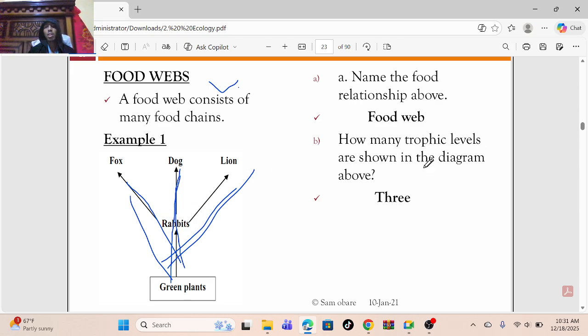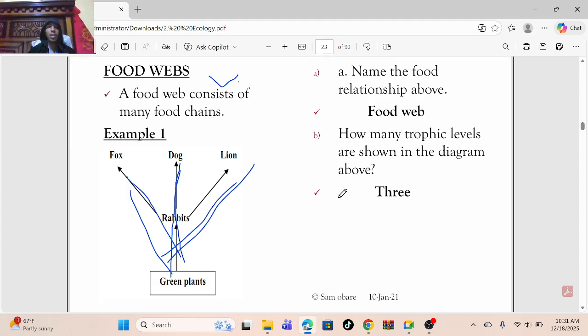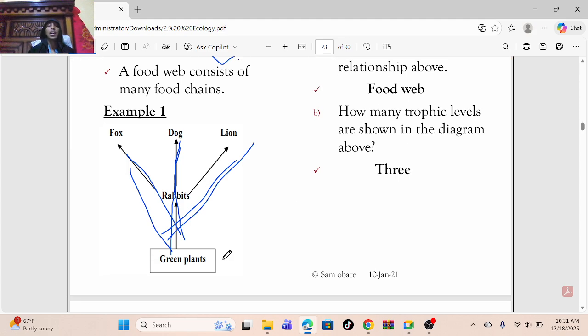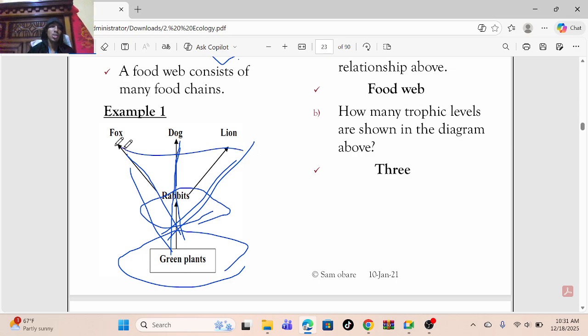How many trophic level is shown in the diagram? Trophic level inakuanga aje, tunaangalia aje. Number 1, this is known as producers. Then this is primary consumers. And zote is equal the same level. So this is just secondary consumers. So they have how many trophic level? 1, 2 and 3. So they have 3 trophic level.